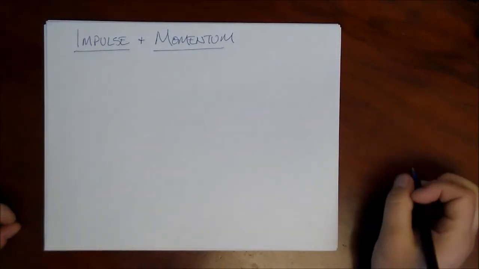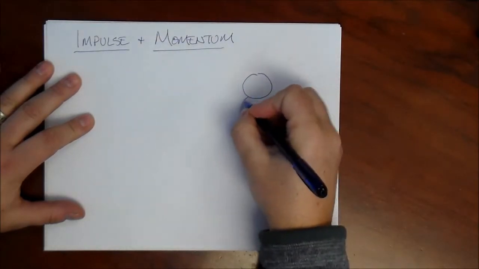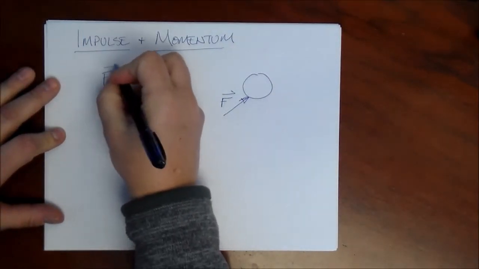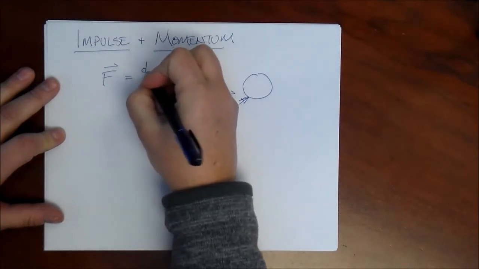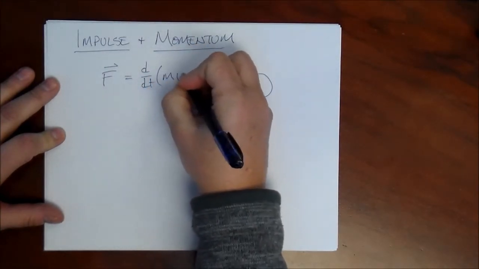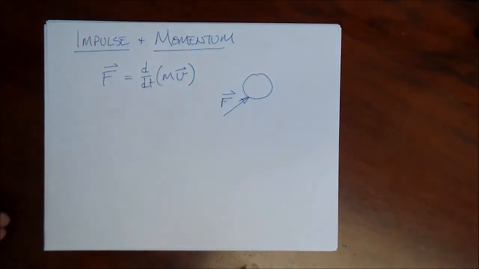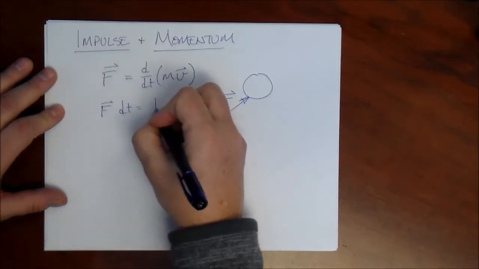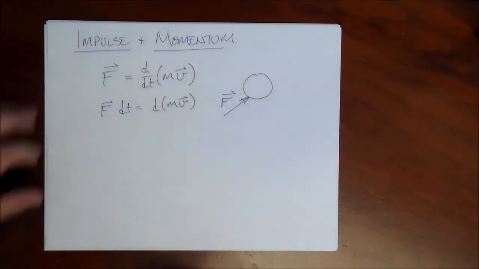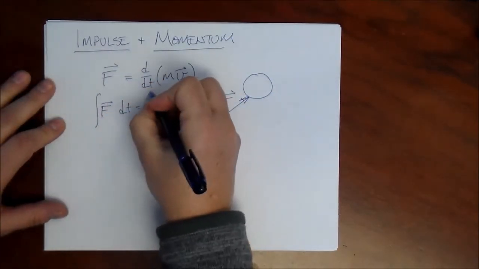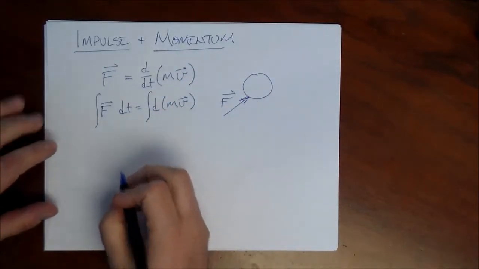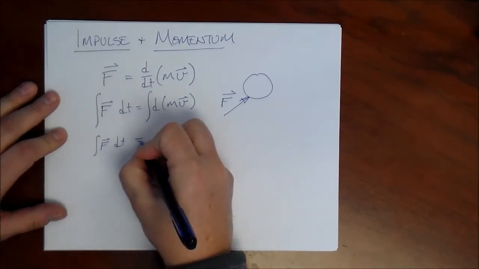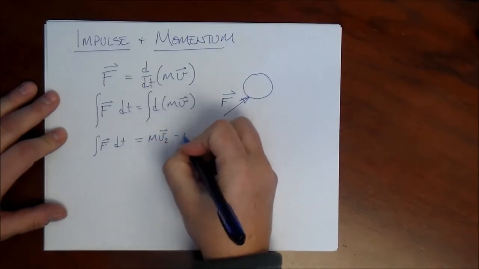The next topic concerns impulse and momentum. If we have a particle that's acted upon by a force, from Newton's second law, we know that the net force acting on it is equal to the time rate of change of the linear momentum. That's just a statement of Newton's second law. We can separate this and integrate over some time interval. If we do this, the left-hand side just remains the integral of the force over some time interval, and that's going to be equal to the final momentum minus the initial momentum.